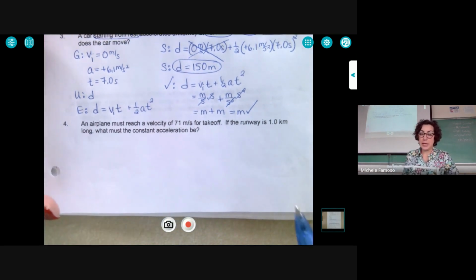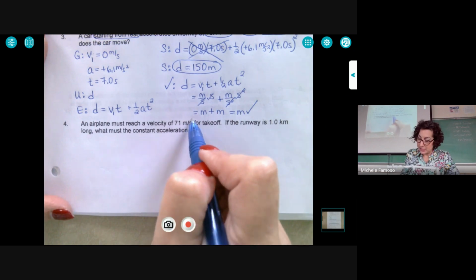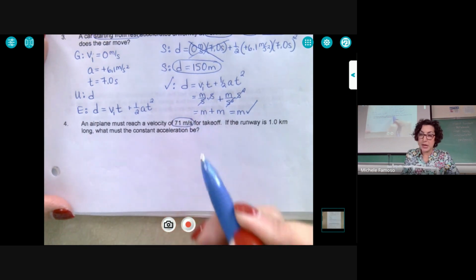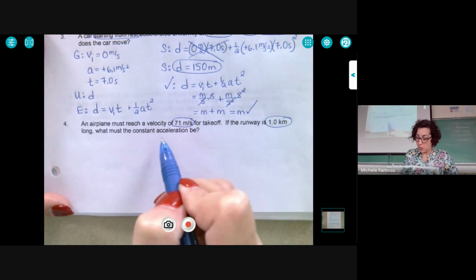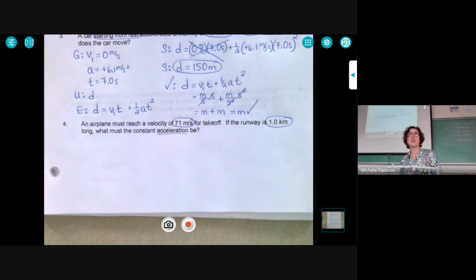All right, number 4. We have an airplane that must reach a velocity of 71 meters per second for takeoff. If the runway is 1.0 kilometers long, what must the constant acceleration be? How many of you have been on an airplane before? Okay, I have a question for you. Is the airplane moving when you get on it? Okay, that's a piece of information you need to know in order to solve this question.